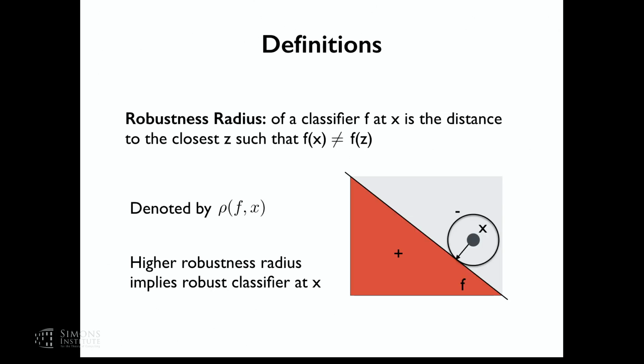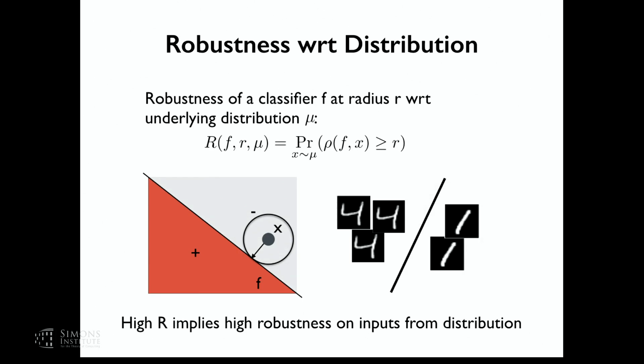Okay, so now let us look at what happens when we also throw this sort of robustness into the mix. Let's start out with some definitions. We define the robustness radius of a classifier f at a particular point x as the distance to the closest z such that f of x is not equal to f of z. Basically, the closest distance you have to go so that the label of the classifier changes. It's a very natural definition, and we are going to denote it by rho of f, x. This is the robustness radius. It will vary from x to x, and high robustness radius means that your classifier is going to be really robust at this particular point.